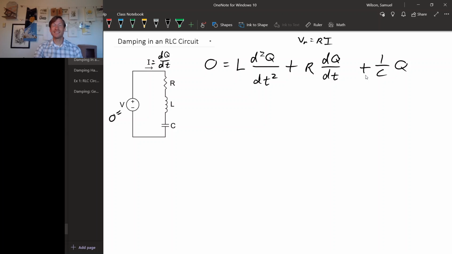So you can see in this RCL circuit, adding a resistor also just adds a Q prime term. So just like in the mass spring situation, resistance gave us a y prime term. In the circuit situation, a resistor gives us a Q prime term. So when we go to analyze the behavior of these sorts of situations, when we account for some sort of resistance, we will have the tools to do it because this is still a second order constant coefficient linear equation.